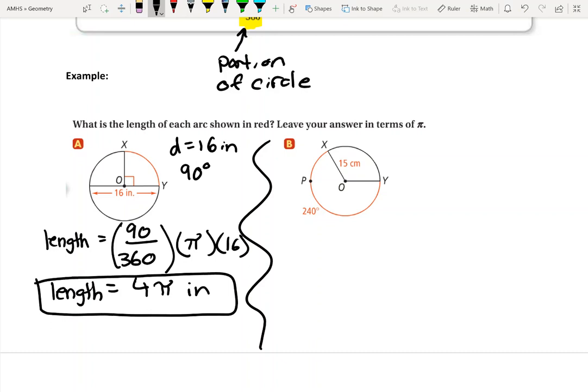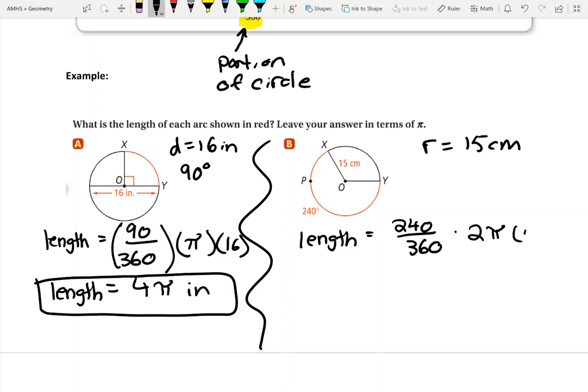Now come over to B. This time I don't have a diameter, I have a radius. So my radius equals 15 centimeters. And my arc XY goes through P. It's the major arc, so it's XPY. This is 240 degrees. So now my length is going to be 240 over 360, that's the portion of the circle, times 2 pi r, which is 15.